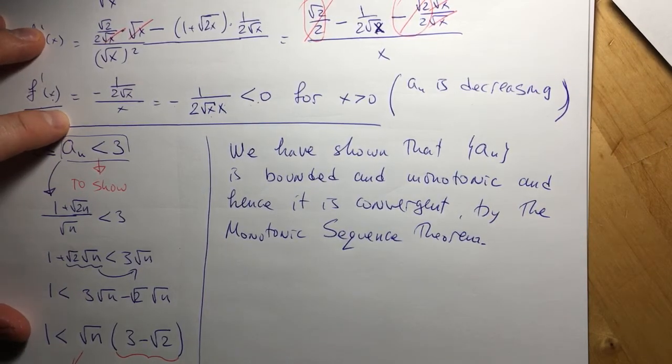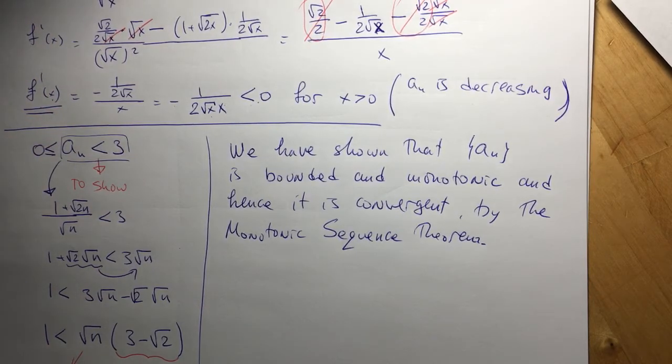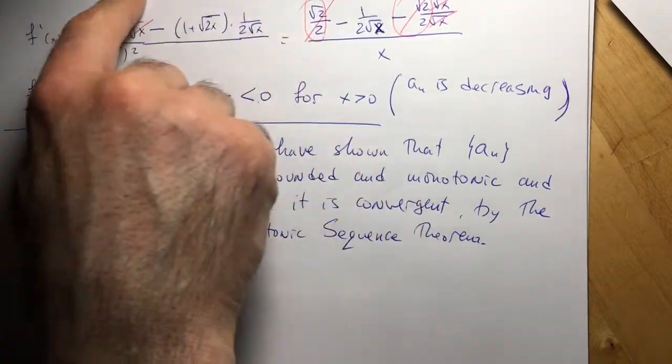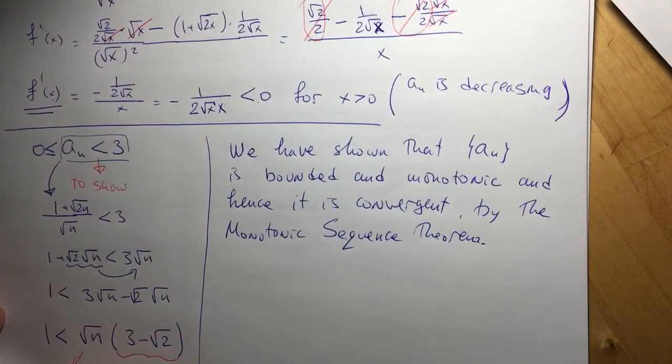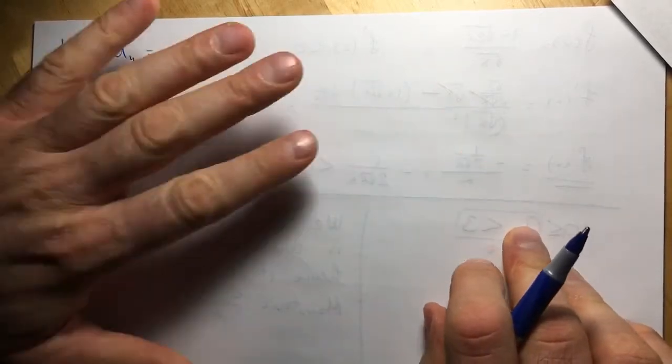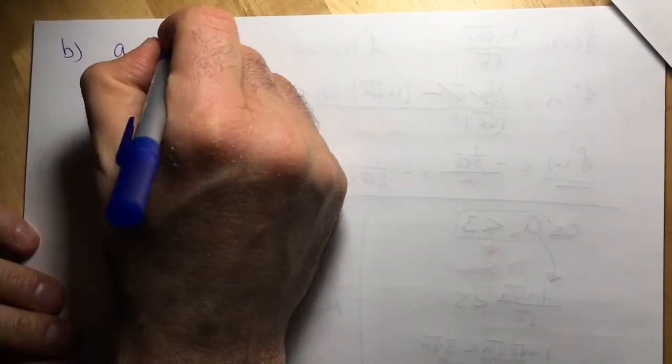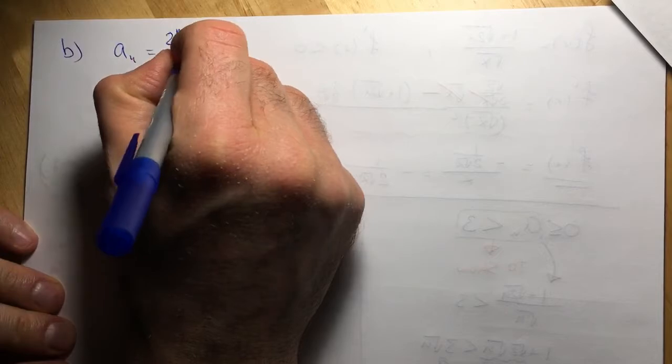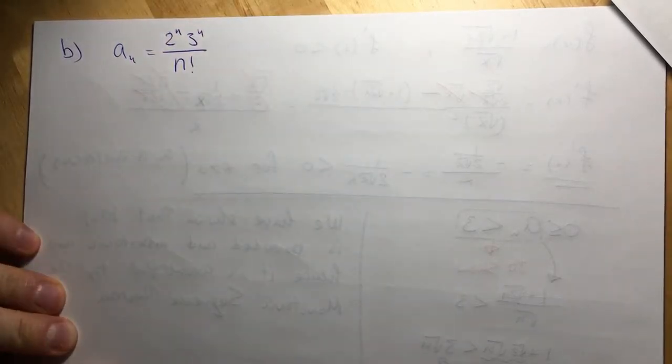And I want to do one more example, an example where I'm not going to be able to use this method to show the sequence is decreasing. Let's do for increasing. Actually, we don't know what is going to be its behavior yet. So part B, I want to apply the monotonic sequence theorem to 2 to the power n times 3 to the power n over n factorial.